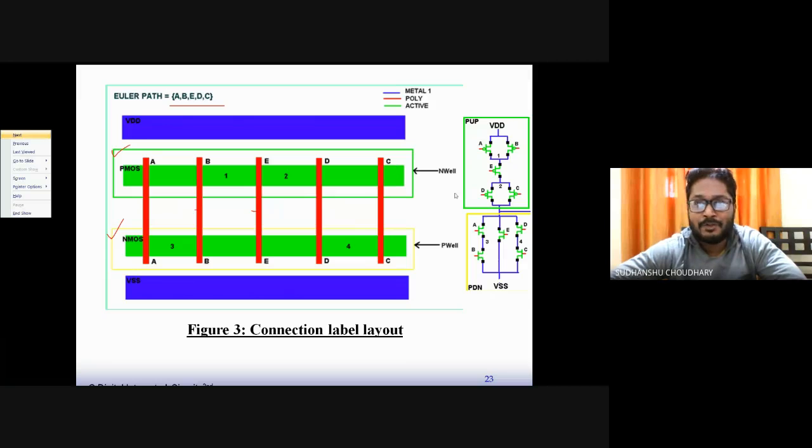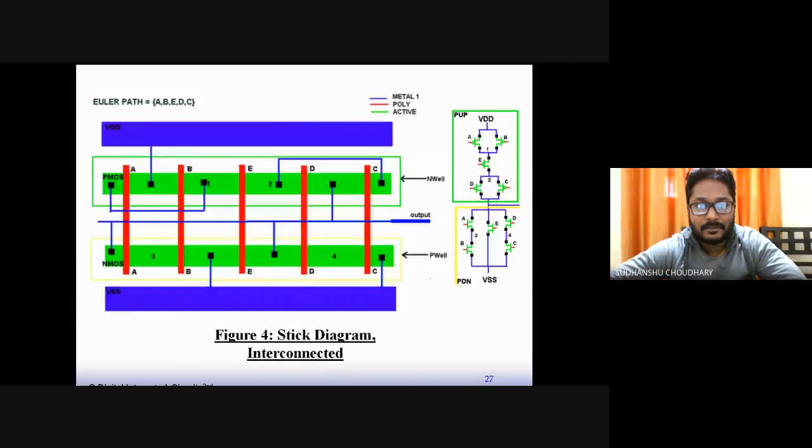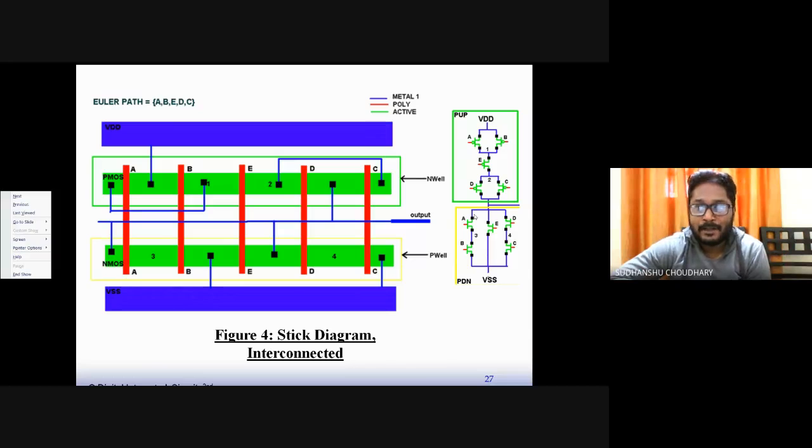Okay. Now one has to provide connections, looking at the circuit. So this is how we provide connections here now, and we can verify these connections also. Let us start from the output node. So PMOS, D and C, both are connected to output. PMOS, D and C is connected to output.